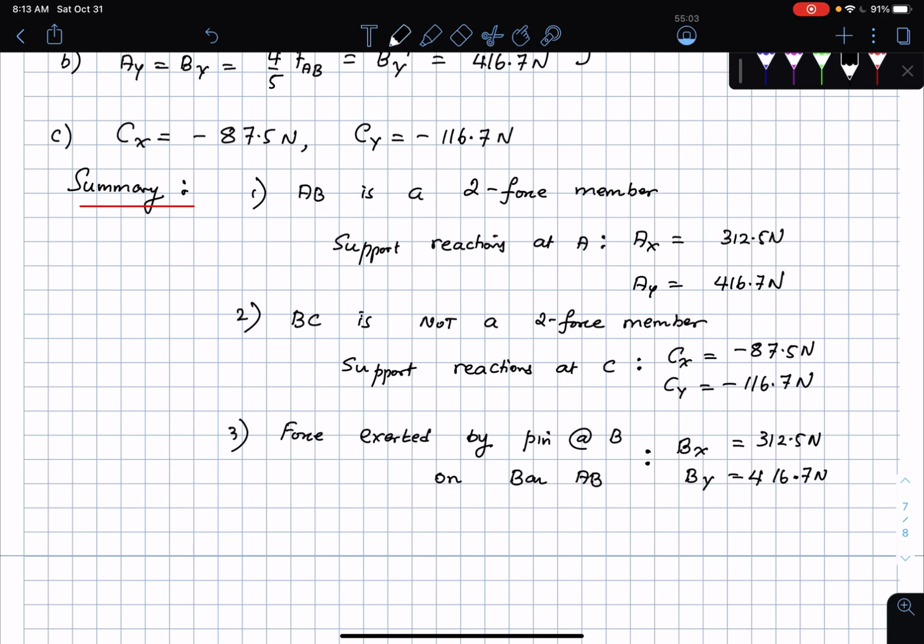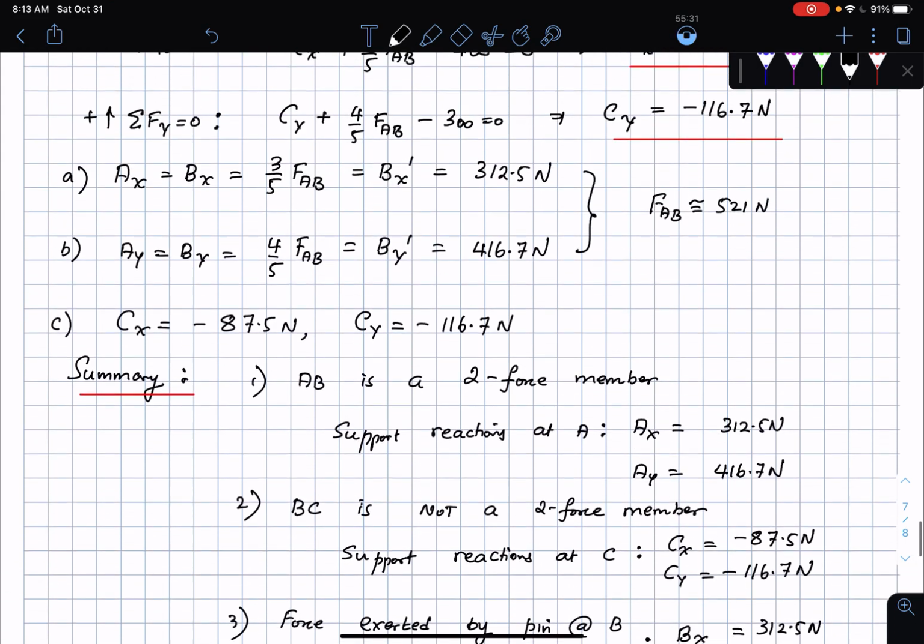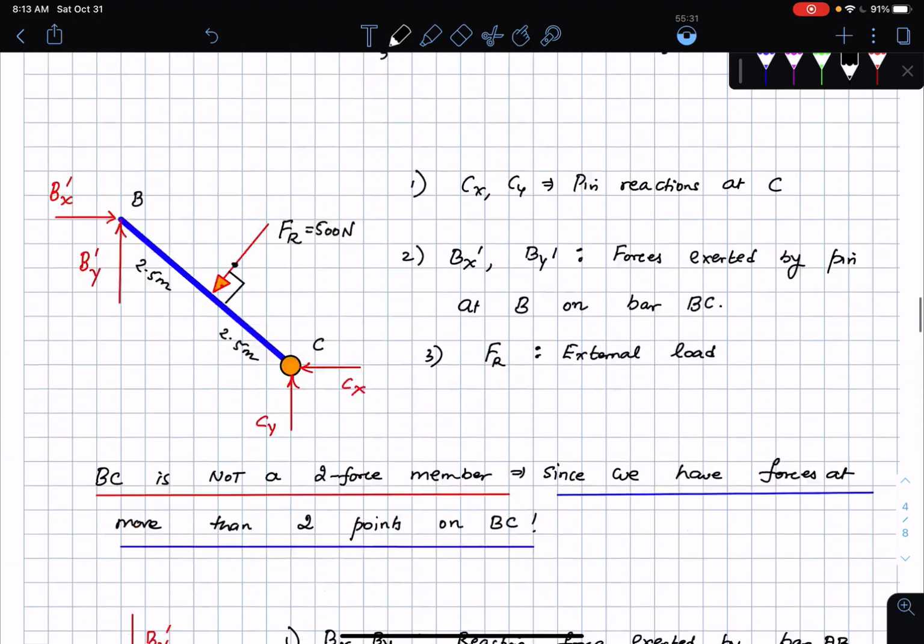All right. So then the last one is the force exerted by the pin B on the bar BC, which is Bx prime, which is the same as Bx, and By prime, which is the same as By. This is something that we already have written on the top here. So this is the summary of the problem, and very quickly I just want to go back to our problem and look at it from the beginning.